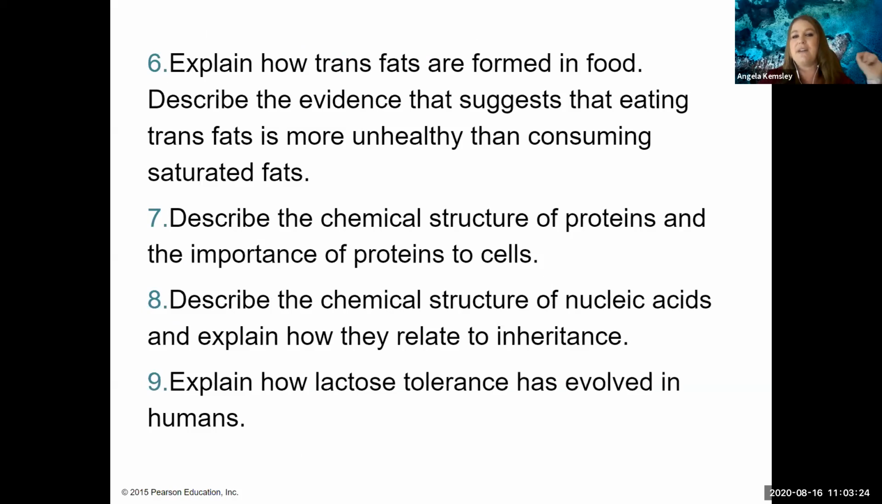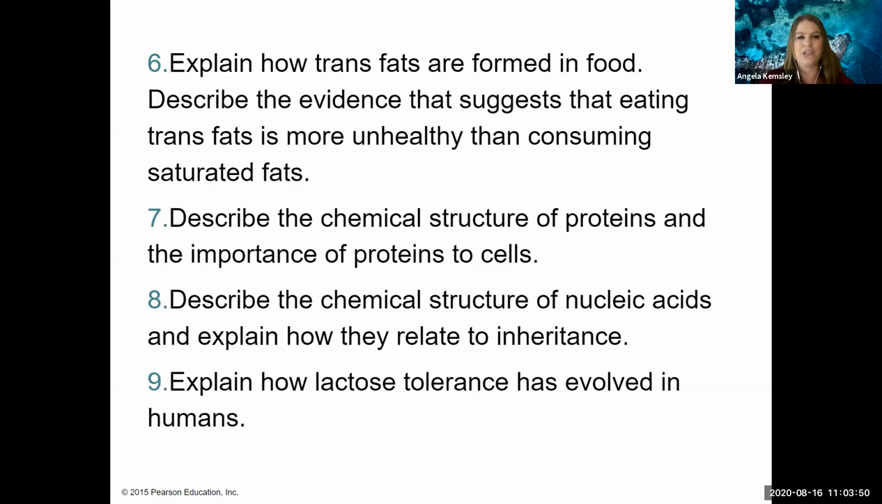Explain how trans fats are formed in food, know the basic difference between a trans fat and the other types of fats. Describe the chemical structure of proteins and the importance of proteins to cells. Remember, structure affects function. Describe the chemical structure of nucleic acids and briefly explain how they relate to inheritance.